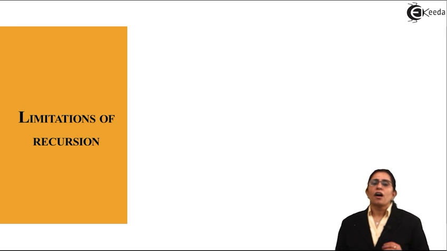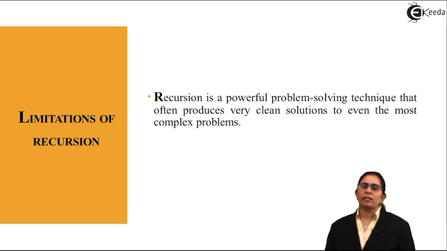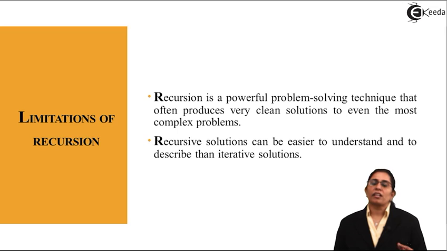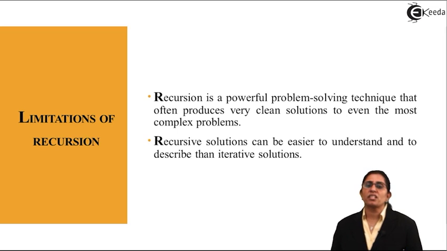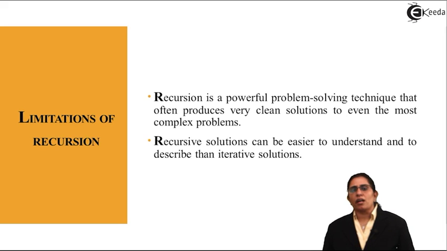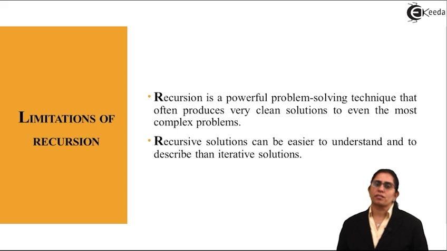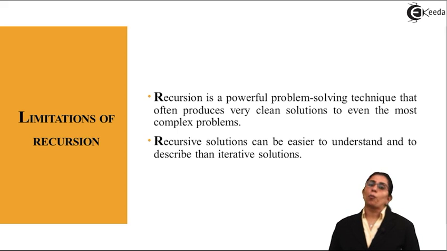What are these limitations? Recursion is a powerful problem solving technique that produces a clean solution to the most complex problems, but it also describes an iterative solution. The only limitation it has is that sometimes it becomes difficult for the programmer or developer to understand how to break a particular problem into smaller bits. When you cannot decide how to break a problem into smaller bits, then it is always advisable not to use recursion. So we can use our simpler iterative methods.